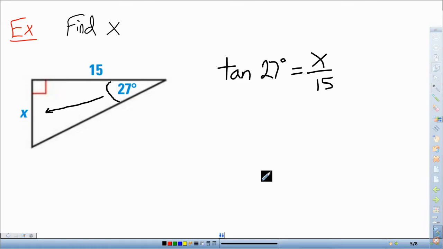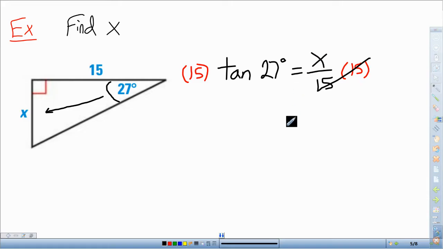It looks a little crazy, but this is something we can solve. Here's how we do it. x is being divided by a number. This is just like any other algebra problem. If we're trying to isolate x, we need to do the opposite operation. So if x is being divided by 15, to get rid of it we need to multiply by 15, and we need to do that to both sides. It looks crazy, but really we just solve for x here. So those 15s are gone.